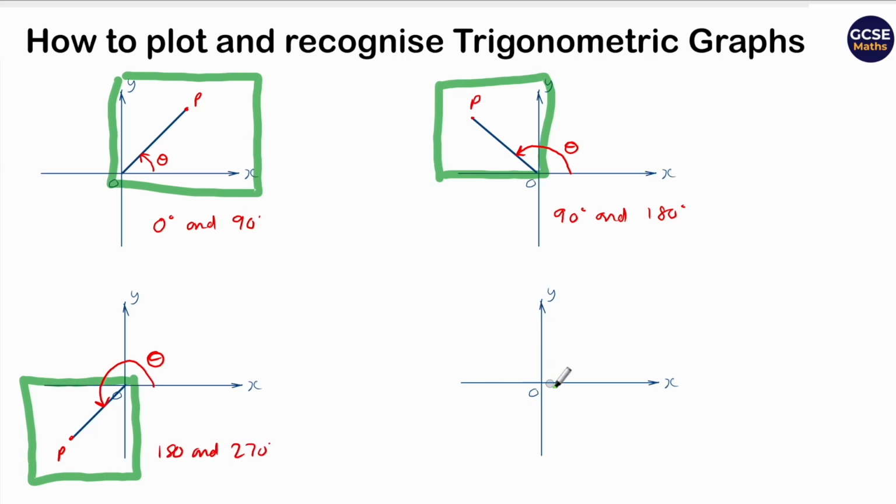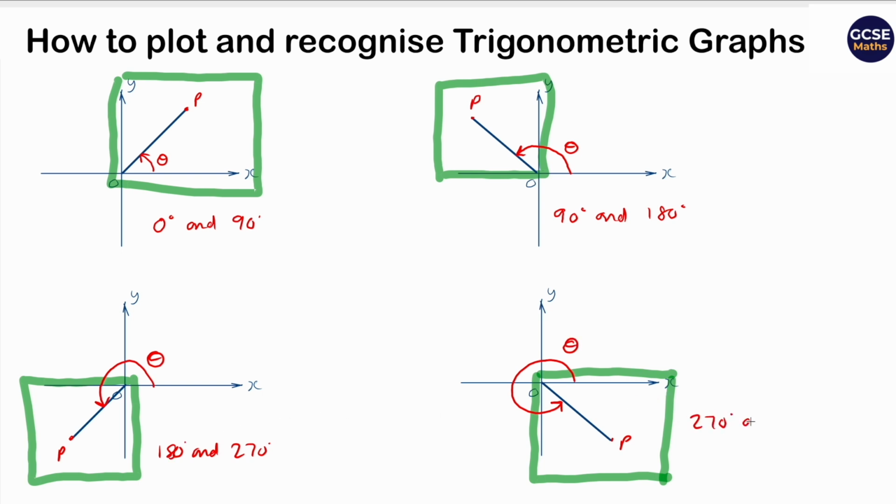And finally, the fourth quadrant, which is this one here. Again, there's the unit line. There's point P, still at cos theta, sin theta. Now the angle goes all the way around there. So that now is theta, and that would lie between 270 and 360 degrees.